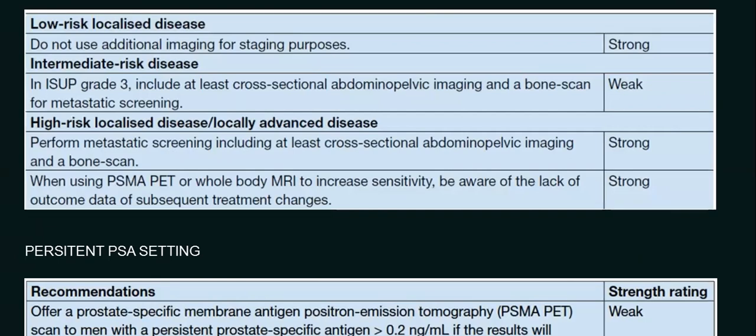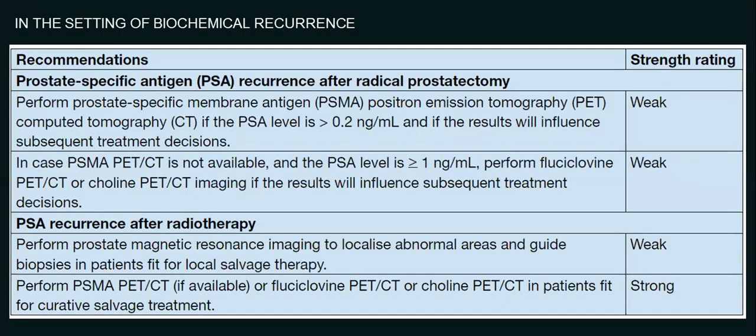If you've got persistent PSA after dealing with your prostate cancer, then it depends. If you've got a PSA of more than 0.2 and the results will influence your treatment decisions, then you're advised to go ahead with a PSMA PET. You can see that we've done away with the conventional imaging because it's not going to pick up much at that stage.